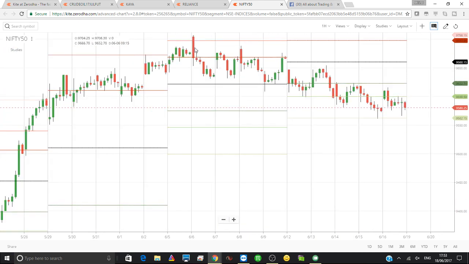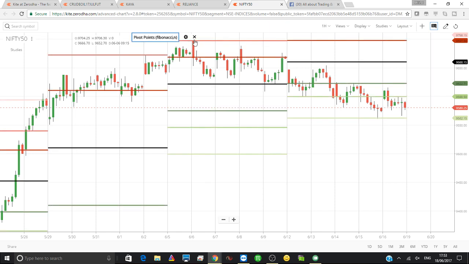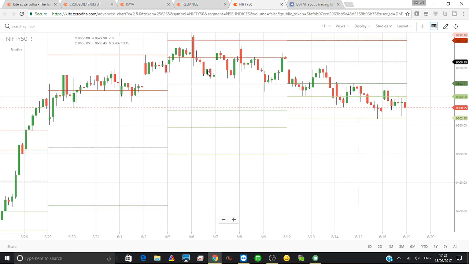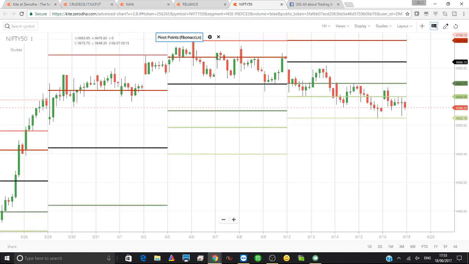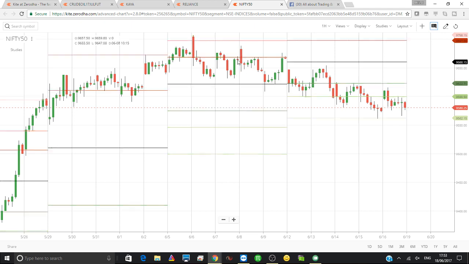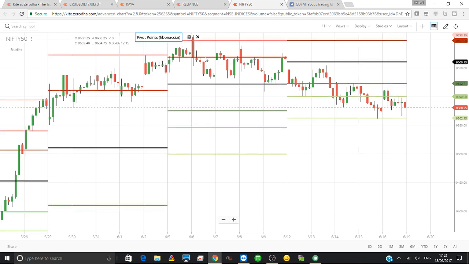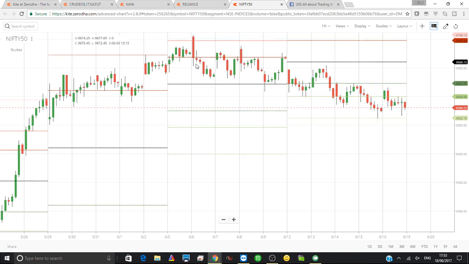Okay, so this is your 6th of June, big open and then given up everything. And then next day also opened up, didn't do much, closed the same place. Next day it opened up very, very high, gave up everything. So on this 8th of June, when we saw that second angle, if you really look at the hourly chart, what you see is a trend reversal.